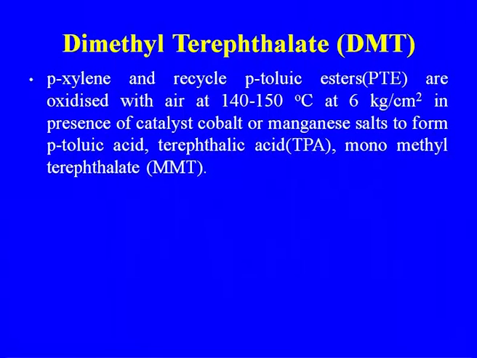So, let us discuss dimethyl terephthalate, and then I will discuss why the shift from dimethyl terephthalate to terephthalic acid took place. Paraxylene and the recycled p-toluic acid formed in the process are oxidized with air at 150 to 160 degrees centigrade in the presence of cobalt or manganese to form p-toluic acid, terephthalic acid and monomethyl terephthalate. The ester of p-toluic acid is recycled in the system.